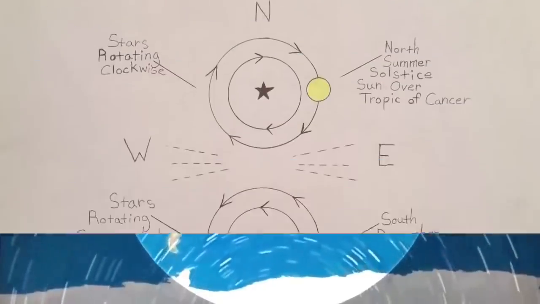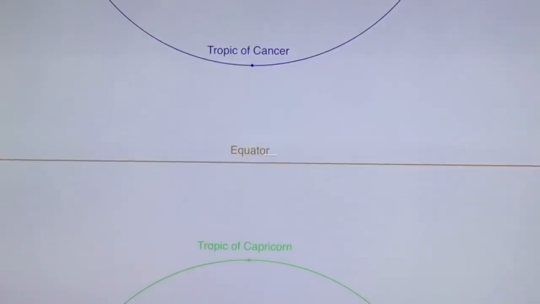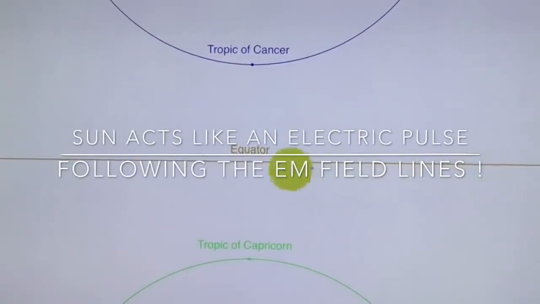That's not science. It's exciting because it neatly explains how the sun, acting just like an electromagnetic pulse, follows the Earth's natural magnetic field lines. So the sun is an EMP now. That would be all good and all if you could show exactly how it's supposed to work.